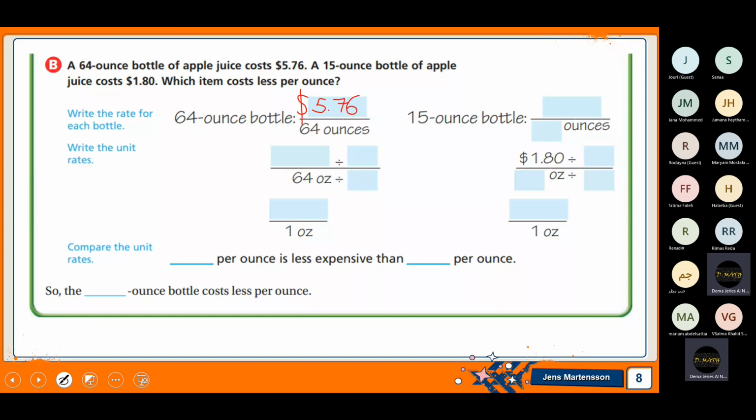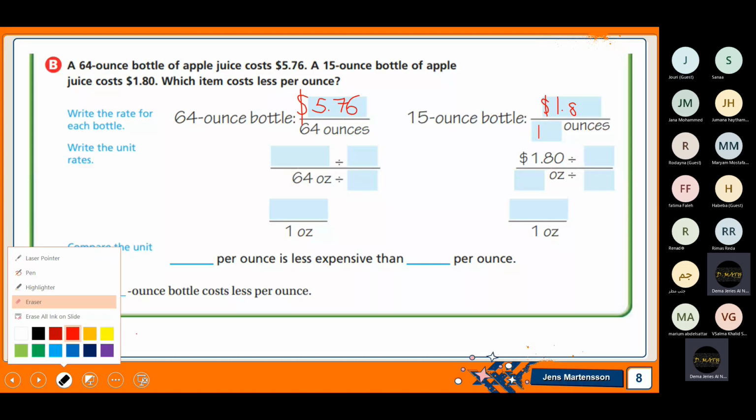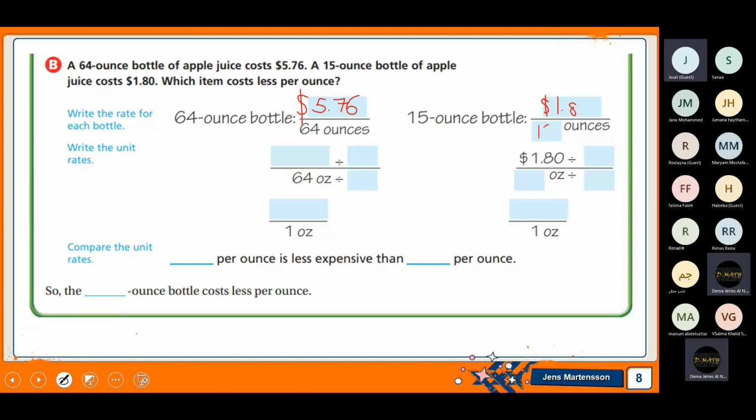The second one costs what? $1.80 per 15 ounces. So here you go to the market and you found two bottles. One is 15 ounces, it costs $1.80.